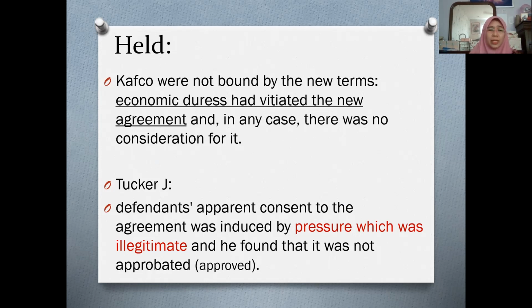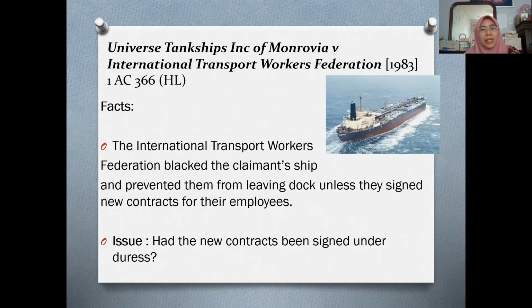And the judge, Tucker J, held that the defendant's apparent consent to the agreement, when the defendant consented to it, he was being induced by pressure which was illegitimate. And then it was not approbated. It shouldn't be approved. In other words, big companies shouldn't bully the small company, the bottom line or the hidden message.